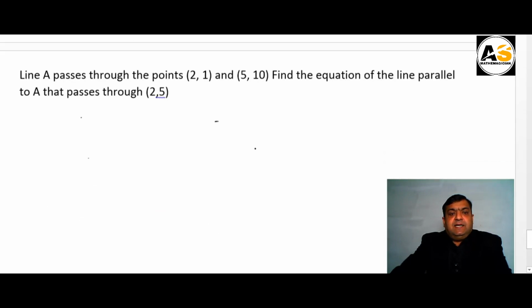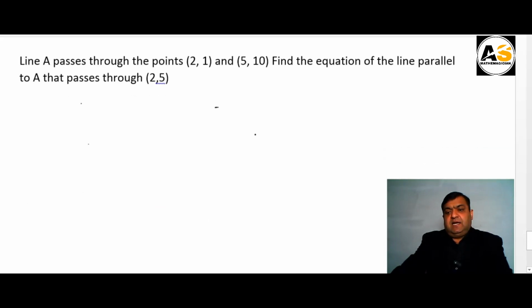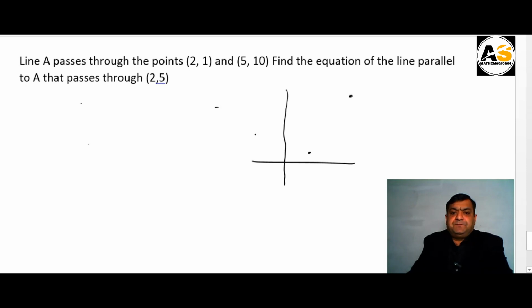Now we see another question. This is the last question of today's lecture. Line A passes through points 2, 1 and 5, 10. Let me draw a rough sketch. This is 2, 1 and this is 5, 10. Line A passes through these 2 points.